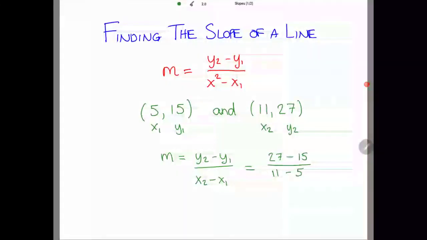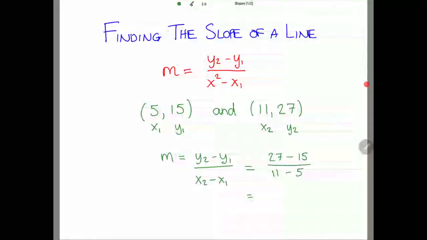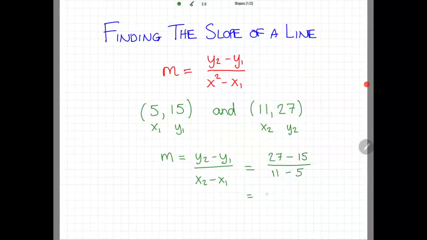So now to figure out the slope, all we got to do is figure out these things here. So 27 minus 15, you can use your calculator if you need to, but that is 12. And then 11 minus 5 is 6. And so finally, 12 divided by 6, I get 2. And so that is my solution. So the slope of the line that connects these 2 points is 2. And so that's what you're going to do today for your e-learning assignment.